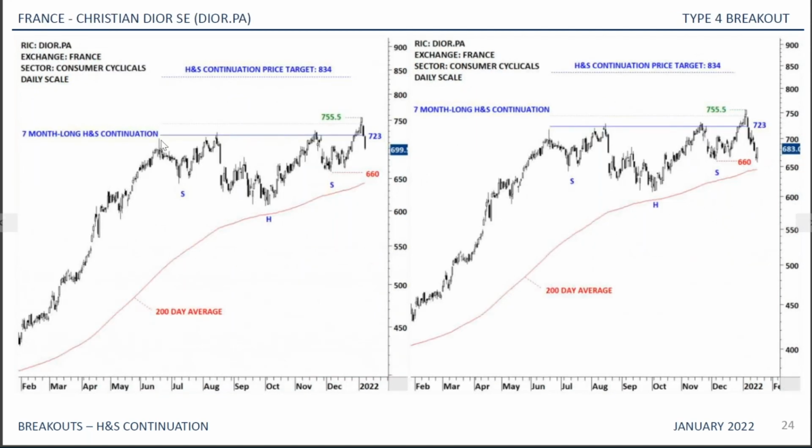Failed breakout, type 4 breakout, left shoulder, head, right shoulder. This is a stock from France, a clean horizontal boundary. The breakout takes place here, confirmation. But after that, the stock fails to hold above the pattern boundary and goes back to the chart pattern negation level and is categorized as a failed breakout.